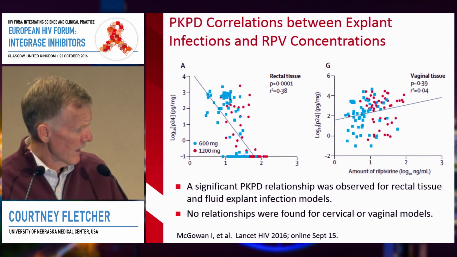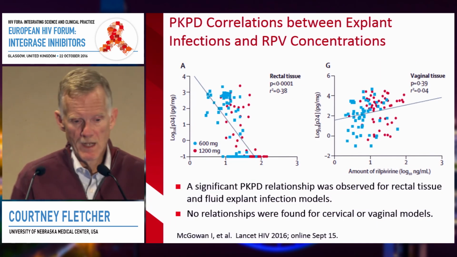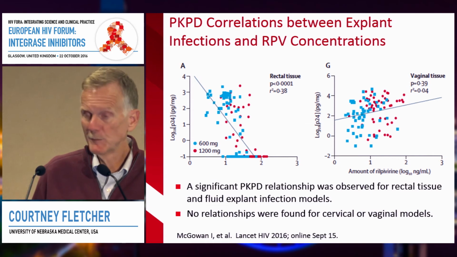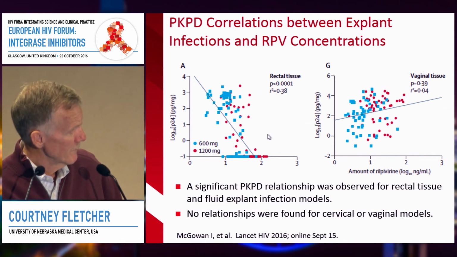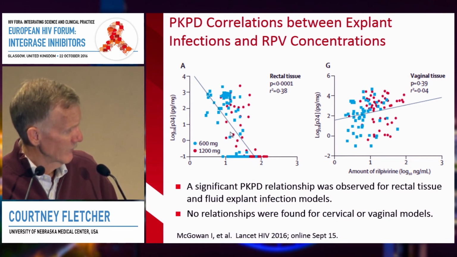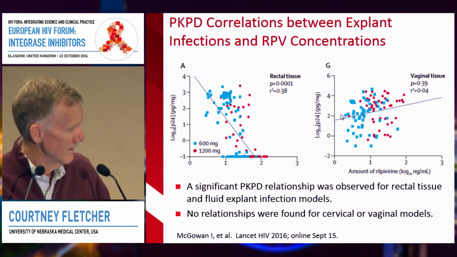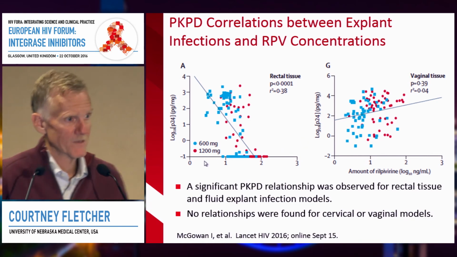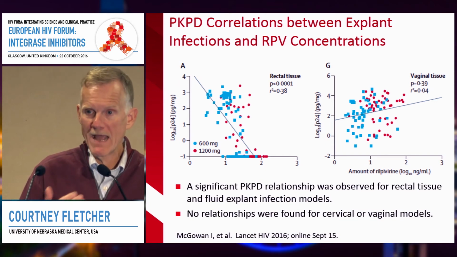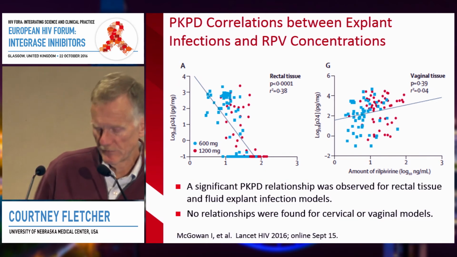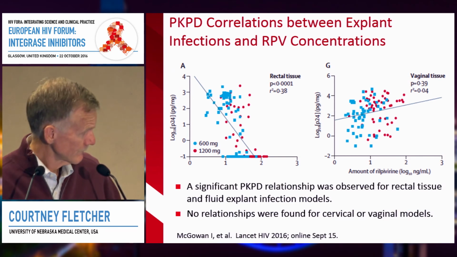And Dr. McGowan's already alluded to, with the explant infection model, evidence for a relationship between increasing drug and a decreasing amount of virus in rectal tissue, but not being found in vaginal tissue. And is this then driven by the fact that you don't have the same amount of drug present?